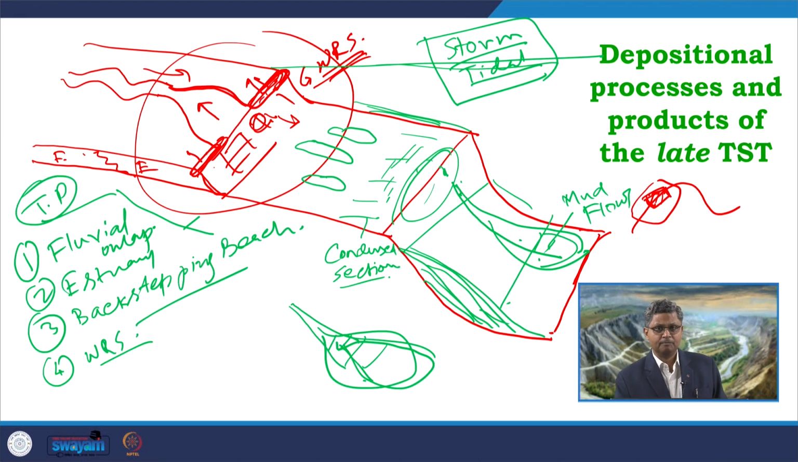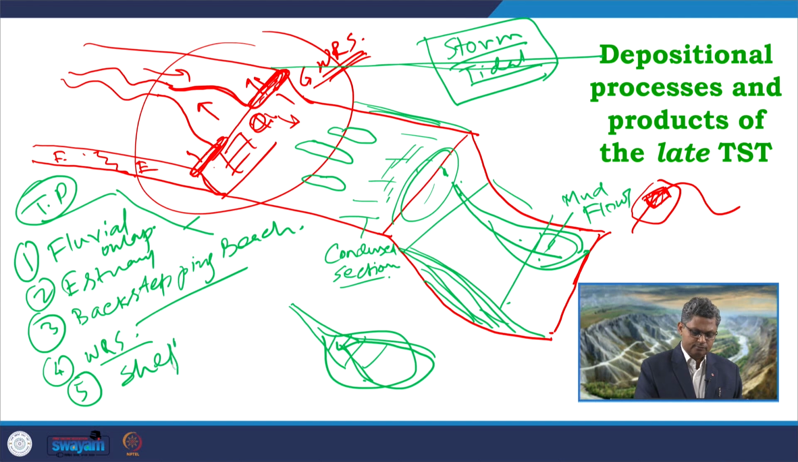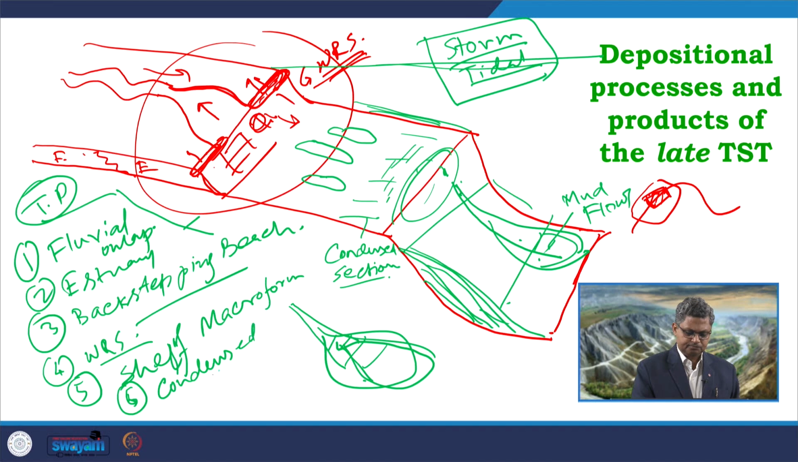Now, apart from these areas, these processes and the resultant products which are confined into the marginal marine area, now we will get deposition into the shallow marine area in the form of self macroforms, and along with self macroforms we can also get the condensed sections.